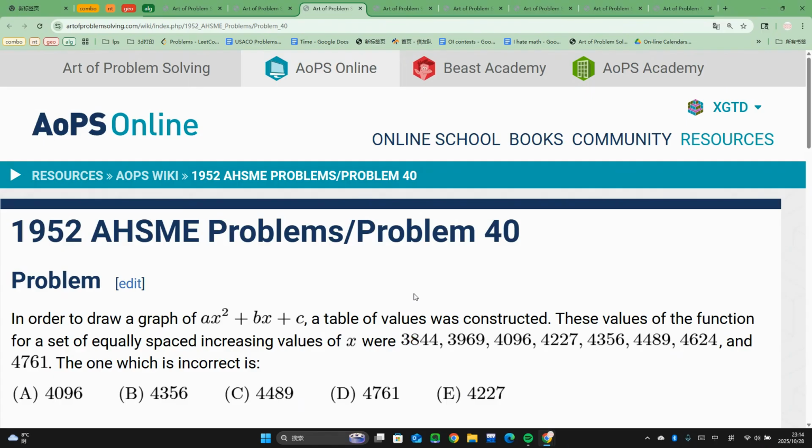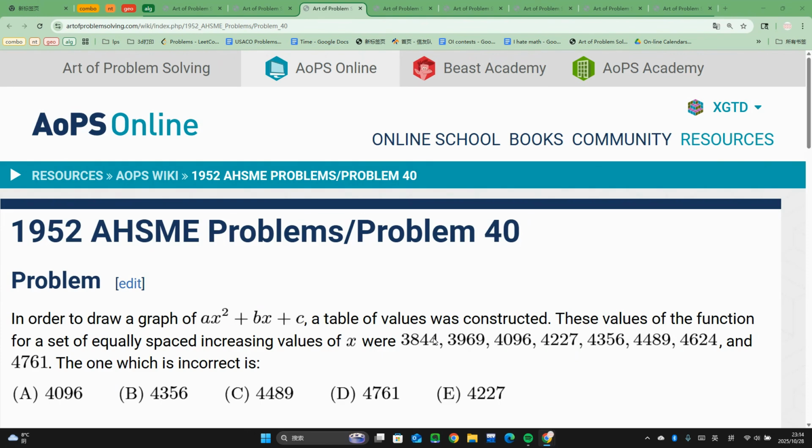The thing you have to know here is that the second difference of quadratics is constant. And this applies to other polynomials as well. Third difference of cubics, I think fourth difference of quartics, and so on and so forth.